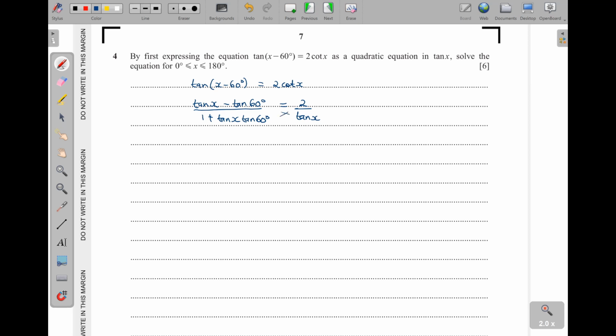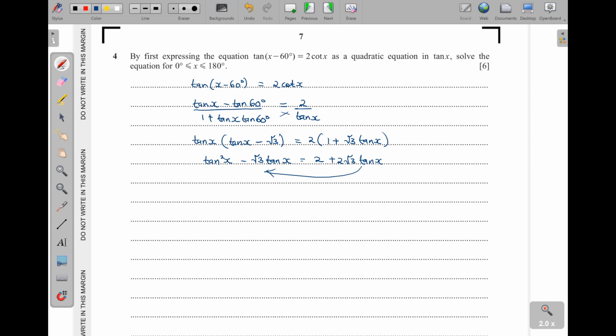Then we can cross multiply. So I will have tan x times (tan x minus root of 3), equal to 2 times (1 plus root of 3 tan x). Then when we open the brackets, this will be tan squared x minus root of 3 tan x, which is equal to 2 plus 2 root of 3 tan x.